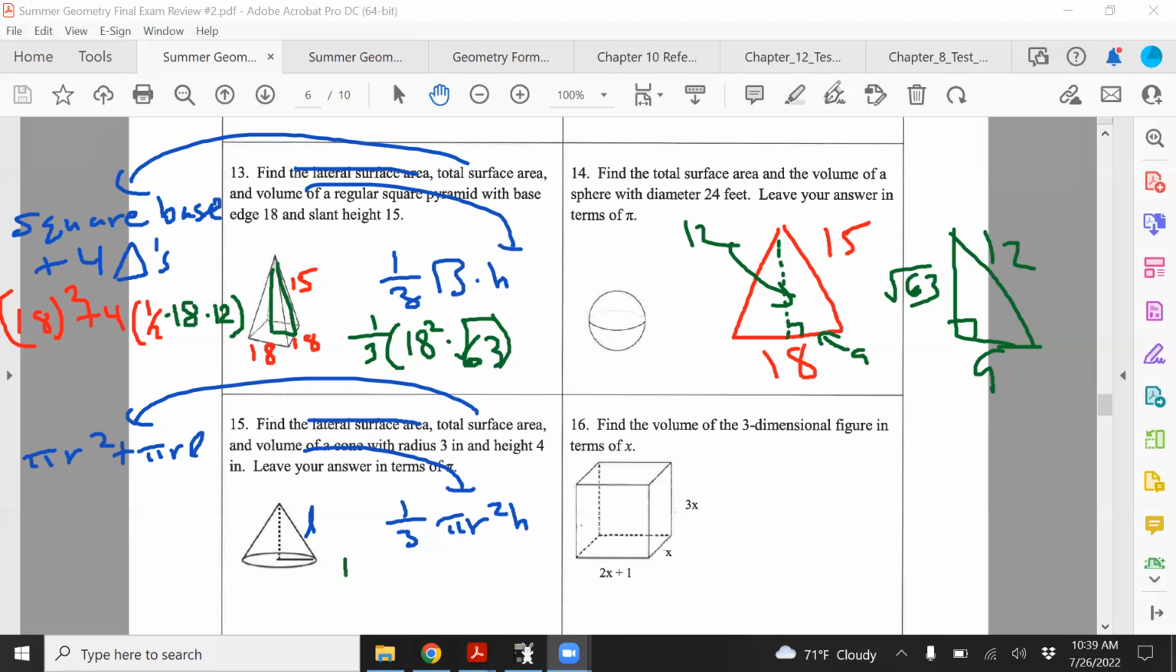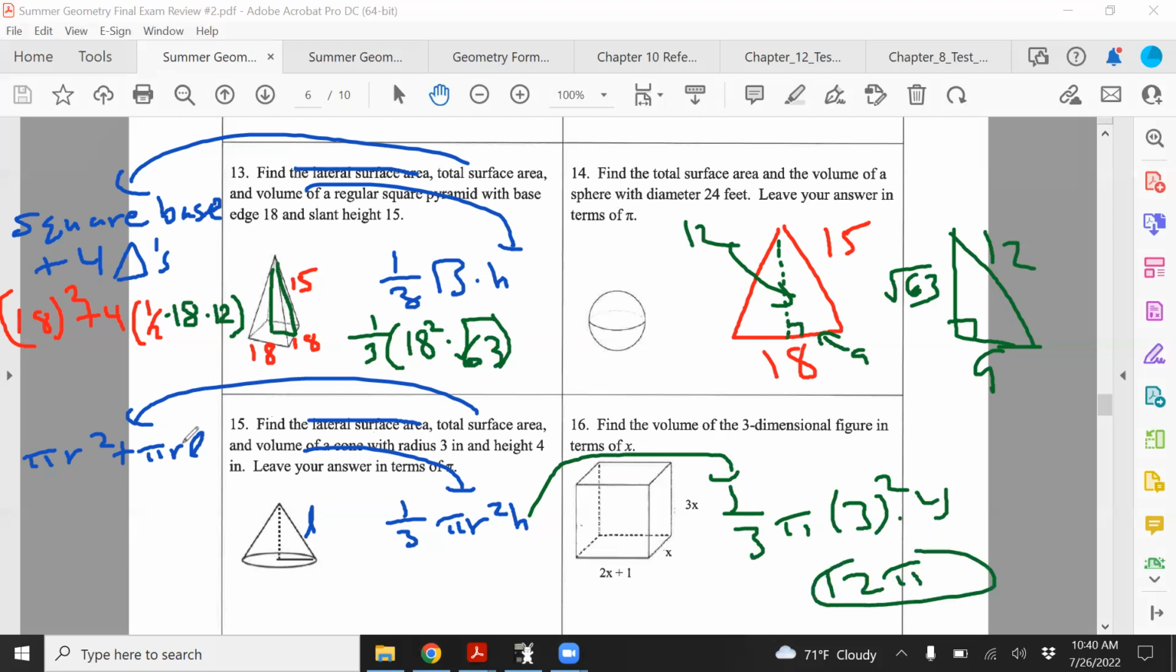That's too low. One-third by 3 squared times 4. I trust you guys do that just fine, but that'll be 12 pi anyway if you work it out. Here, pi r squared, that's gonna be 9 pi. Plus, now the height's 4, and the radius is 3. So you do have to solve for the slant height. That's gonna be 5 if you do Pythagorean theorem correctly. So pi times 3 times 5, you should get 24 pi, if you do that correctly.